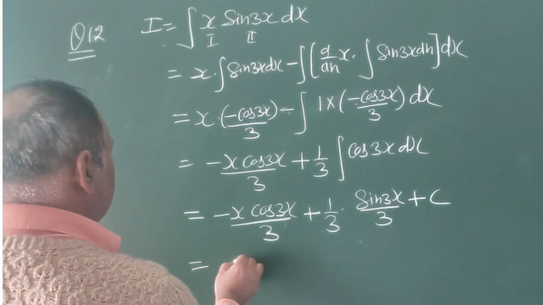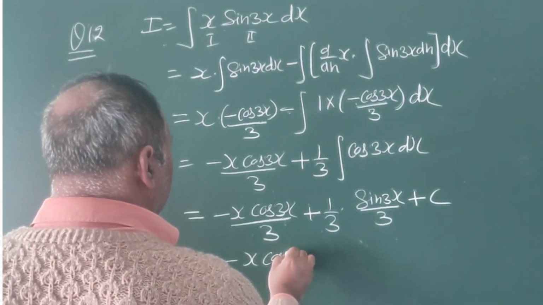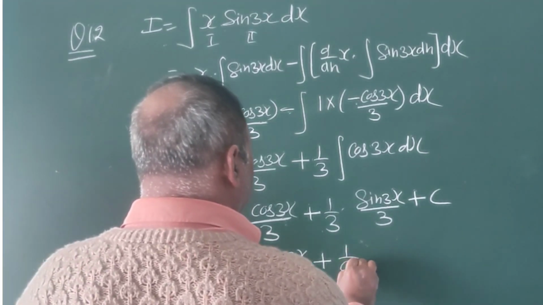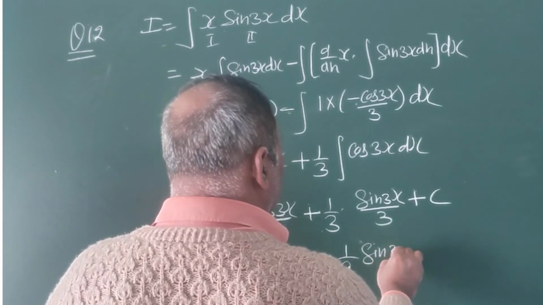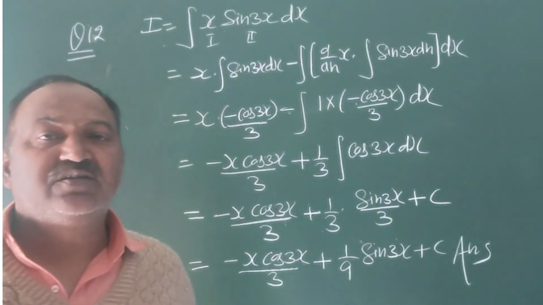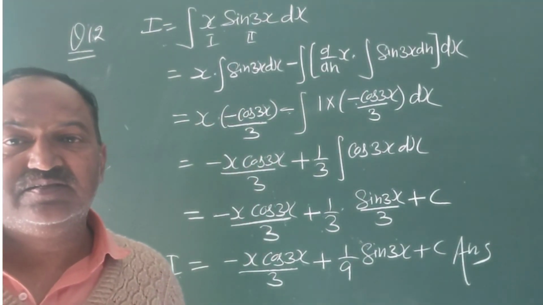Hence the answer of this question becomes I is equal to minus x cos 3x upon 3 plus 1 by 9 sine 3x plus c. This is the answer of this question by integration by parts.